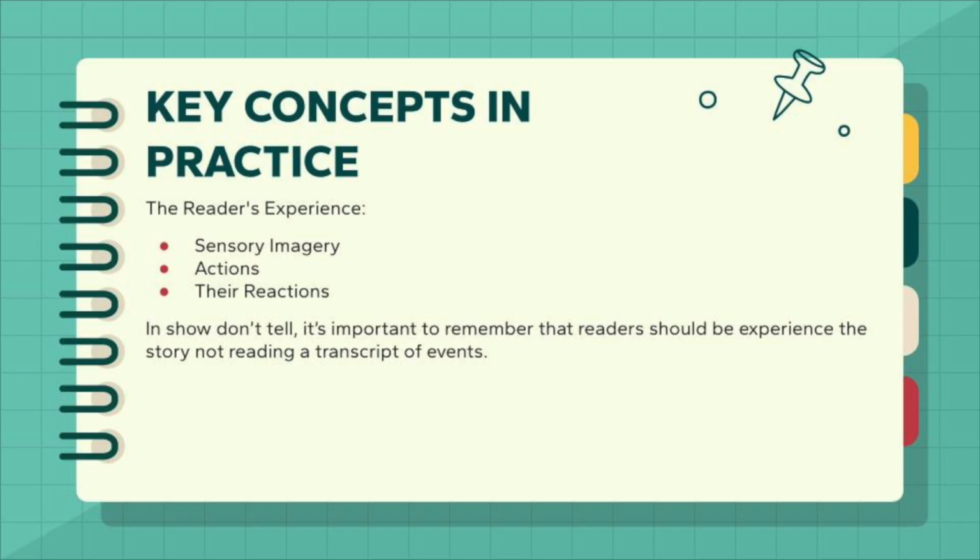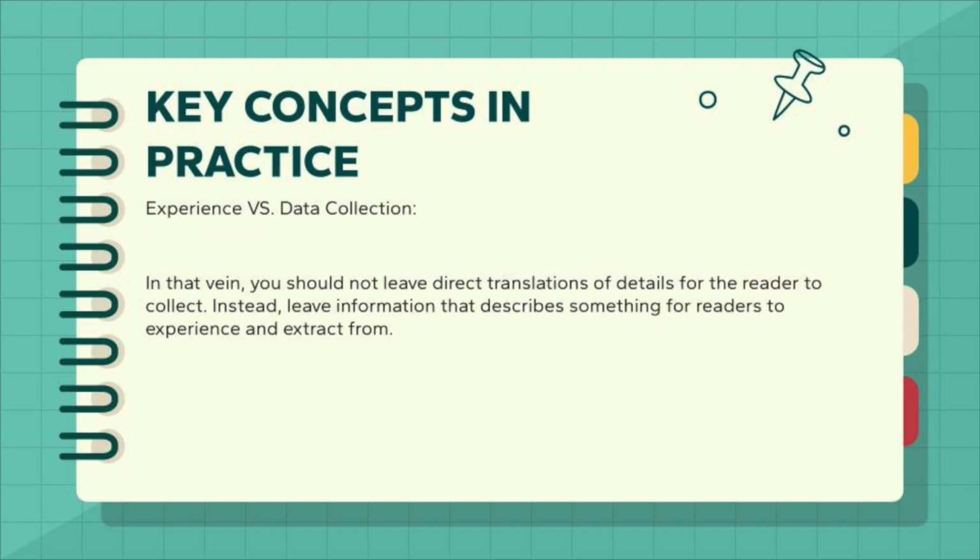The details I mentioned before, like dialogue, description, and title, should all serve to create an experience for the reader, so that they feel the sensory imagery, they feel the actions happen, and they understand and have visceral reactions to what you're writing. Show Don't Tell emphasizes that the reader should be having an experience and an immersion into your story, and not just reading a transcript of events. In that vein, you should not leave a direct translation of details for the reader to collect. Instead, leave information that describes something for readers to experience and extract from.